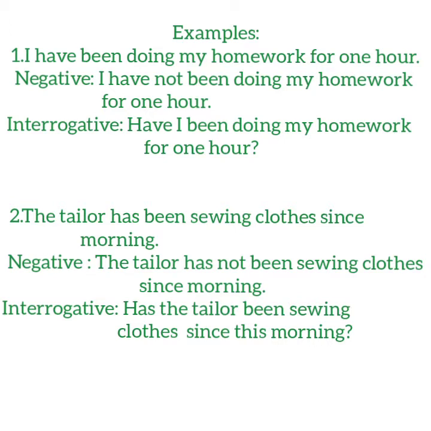Now let us learn how to change into negative form and interrogative form. Here are some examples. Number 1, I have been doing my homework for 1 hour. In this sentence, the verb have is used. The reason why we use have here is because of the pronoun I. I should be used with the verb have. We cannot use it with has. So the sentence is I have been doing my homework for 1 hour.